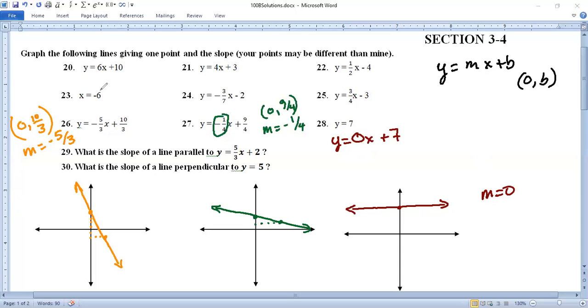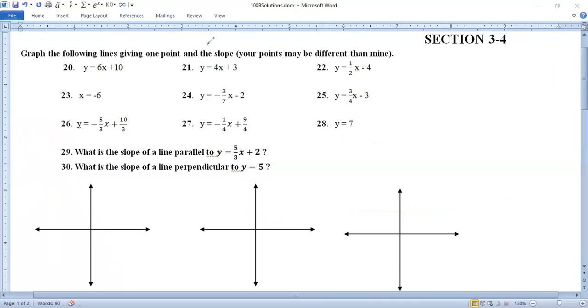Vertical lines, like number 23, aren't written there. And so you can't think of those as y equals undefined x plus whatever. But when x is by itself, that's where we get the undefined slope. But these ones, horizontal, can actually be written as the y equals mx plus b of that. Great. Let's clear those off and do number 29.